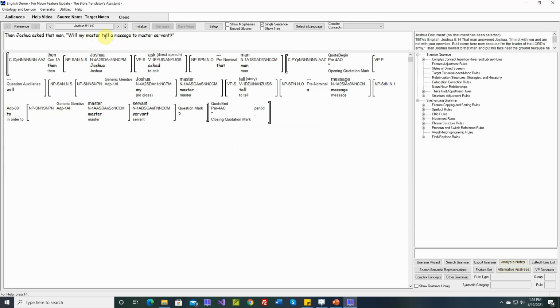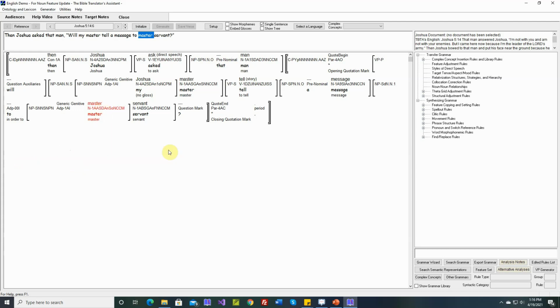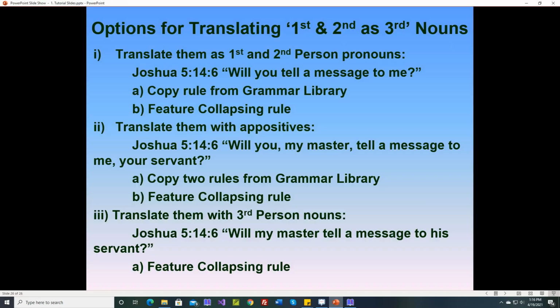We could say, will my master tell a message to his servant? But if we look here, our pronoun rule isn't working because the pronoun rule doesn't know what to do with that person value, second as third. Okay, so let's go ahead and consider our options. Okay, first option, translate them as first and second person pronouns. In other words, will you tell a message to me? Okay, for this option we need one rule from the grammar library, and we need to make an adjustment in our feature collapsing rule.